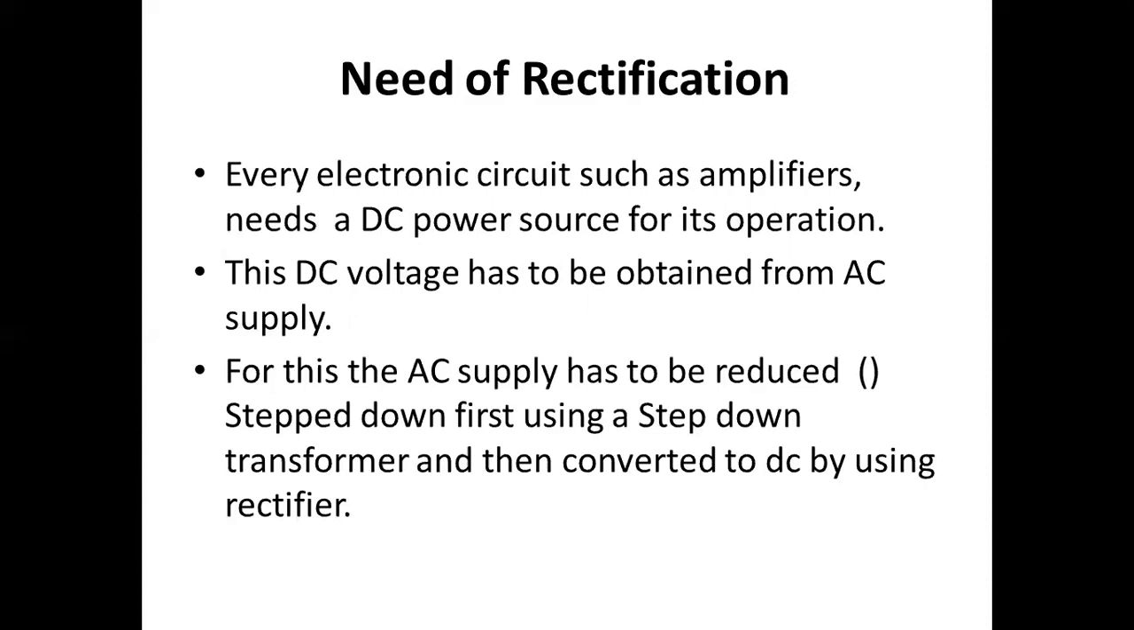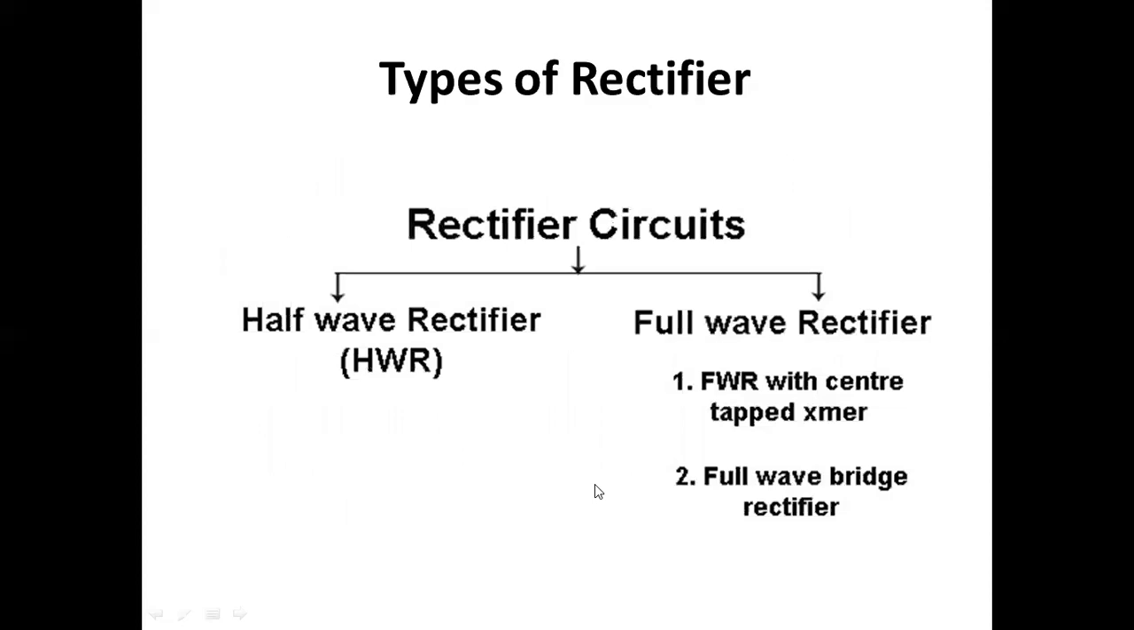Every electronic circuit such as amplifiers needs a DC power source for its operation. This DC voltage has to be obtained from the AC supply. For this, the AC supply has to be stepped down first using a step down transformer and then converted to DC by using a rectifier.